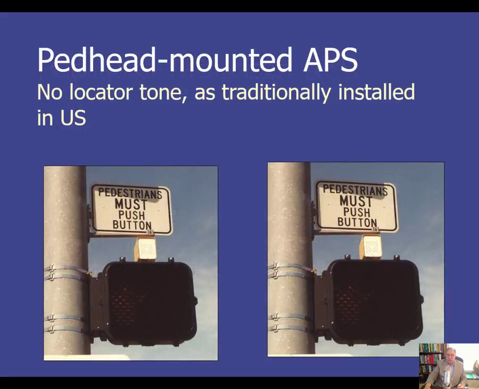One of the problems, of course, is that there's no locator tone most often. We see this ourselves at times as we're traveling. The button is necessary to extend the pedestrian phase, but if you're not very familiar with that intersection, you don't know where the button is. Of course, if somebody travels regularly through that intersection, they know where that pole is and they can find it.